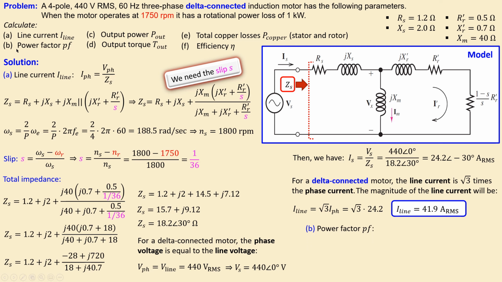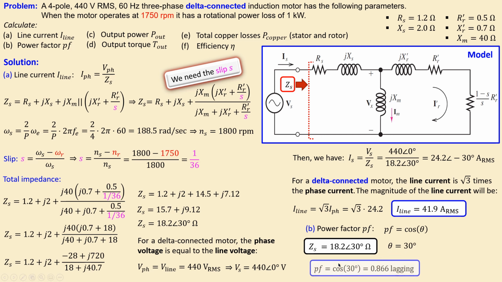Now, the next one is the power factor. The power factor is defined as the cosine of this angle of this total impedance, so the cosine of this theta. In this case, if I look at the expression for our total impedance, the theta is here 30 degrees. If I now substitute the value here for the theta in the expression for the power factor, you will get 0.866, and this is lagging since the theta here is positive.